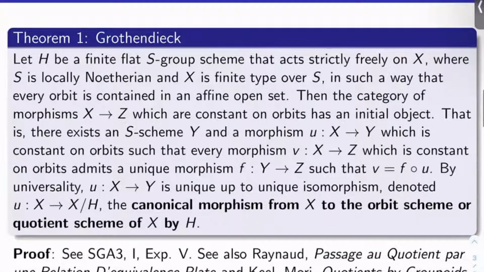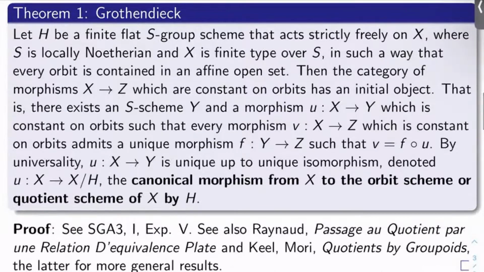Theorem 1 from Grothendieck. Let H be a finite flat S group scheme acting strictly freely on X, where S is just locally Noetherian as a base scheme and X is finite type over S. Let's make sure that this happens in such a way that every orbit is contained in an affine open set. We don't want our orbits scattered all over under the image of the action map. Okay, so just think of this as saying the orbits are kind of collected together nicely.